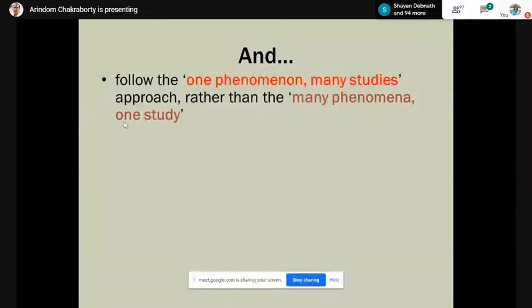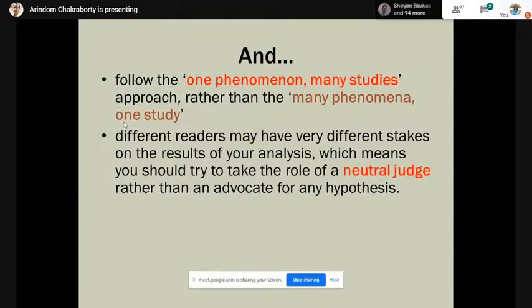And we should try to follow many studies of one phenomenon instead of one study of many phenomena. If you do more studies on a particular phenomenon, then probably you will get more information, and your inferences will be more accurate. Different readers may have very different takes on the results of your analysis, which means you should try to take the role of a neutral judge rather than an advocate for any hypothesis.